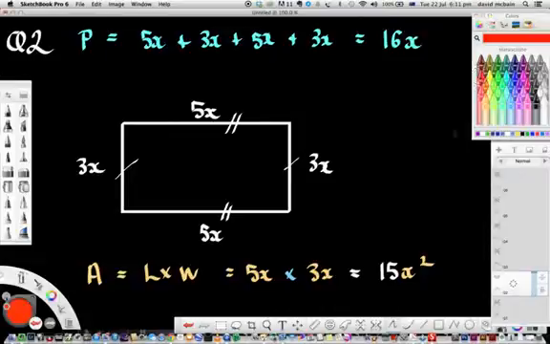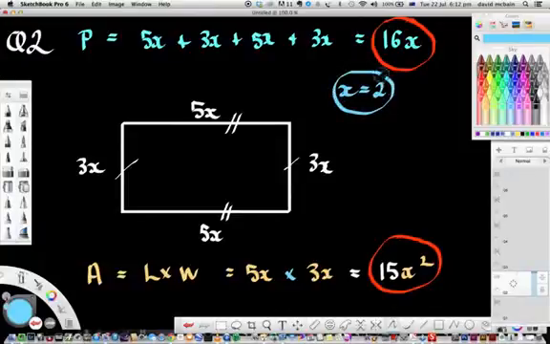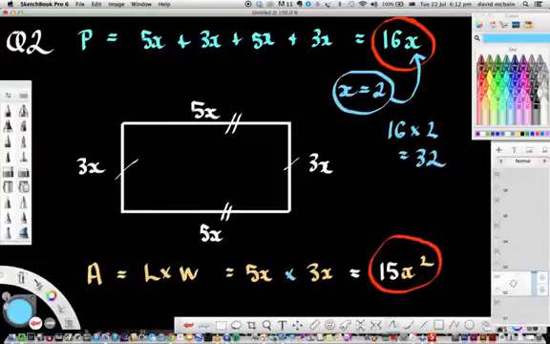So I've got two expressions now. There's the algebraic expression for our area, and there's the algebraic expression for the perimeter. So in part C of the question, we have to work out the perimeter when x equals 2. Well, let's do that. So when x equals 2, we substitute the value x equals 2 into the expression for the perimeter. So it's going to be 16 times 2, which is 32.